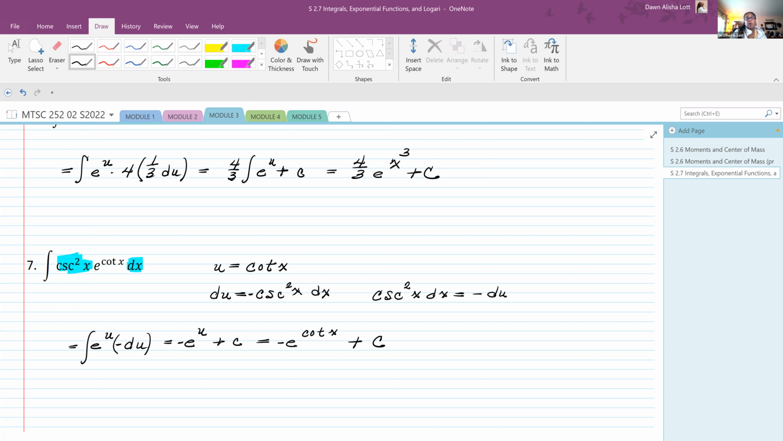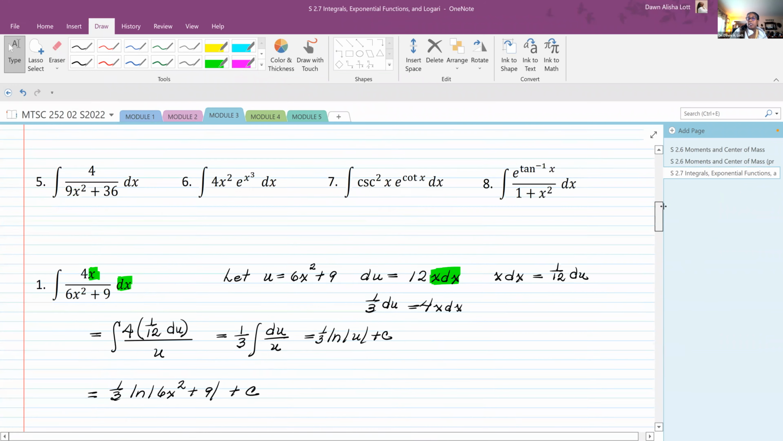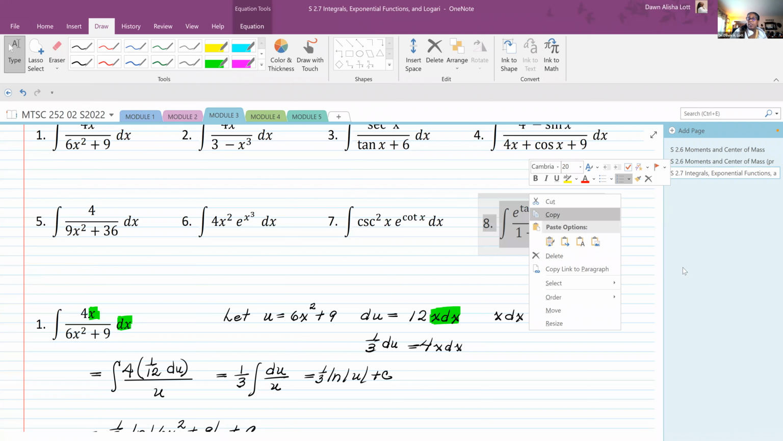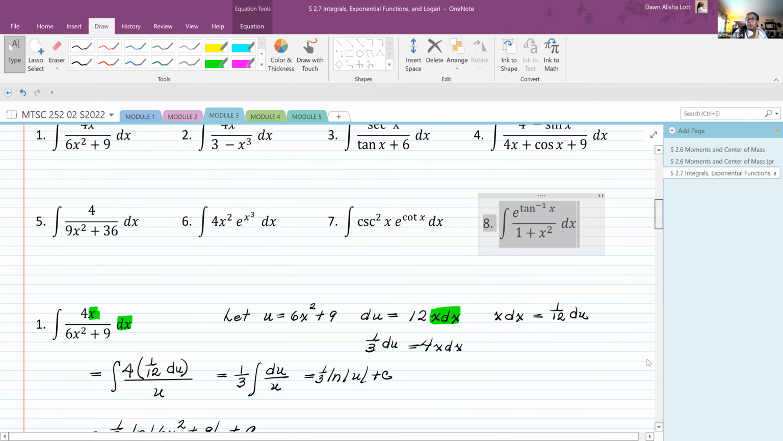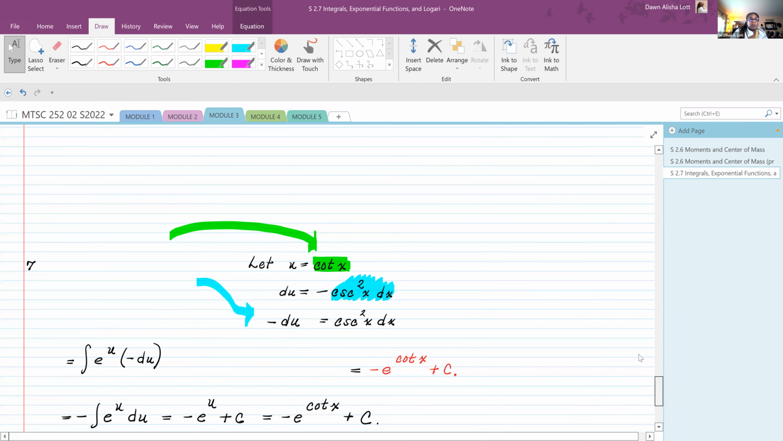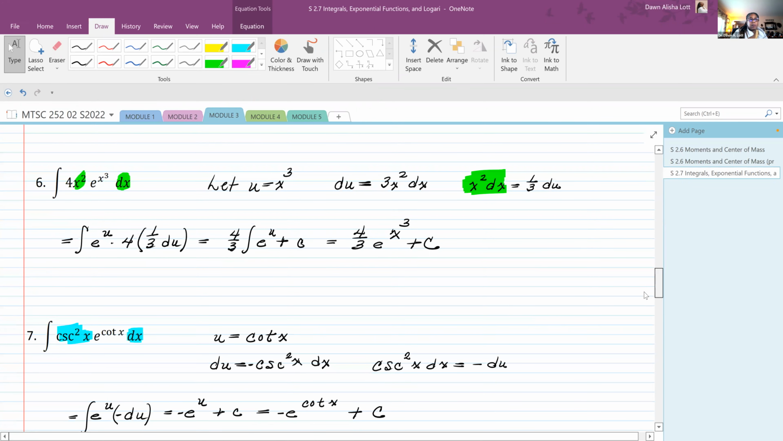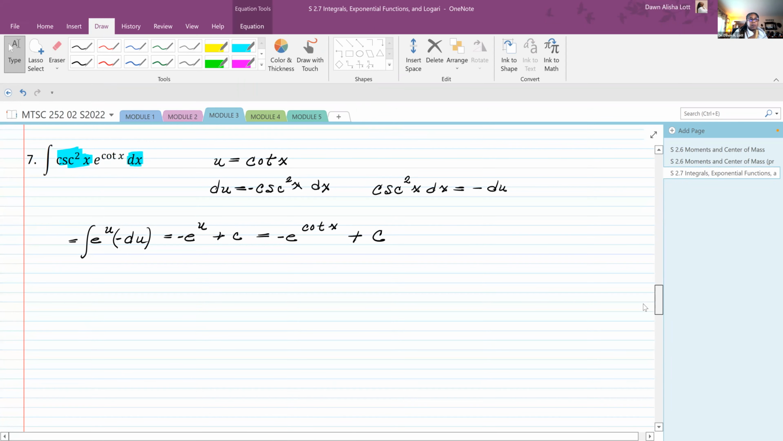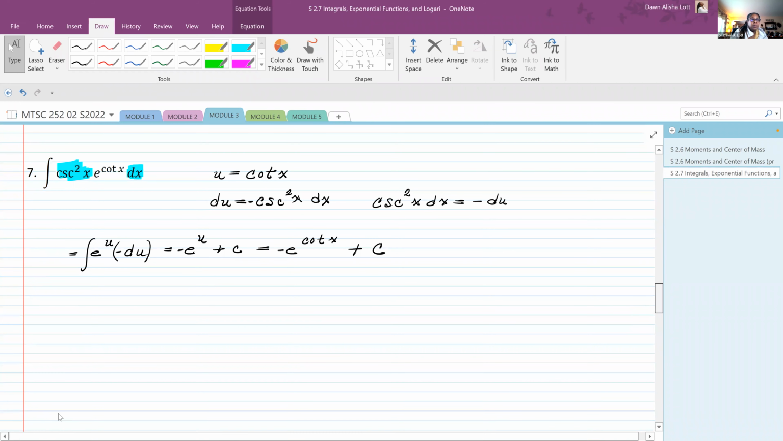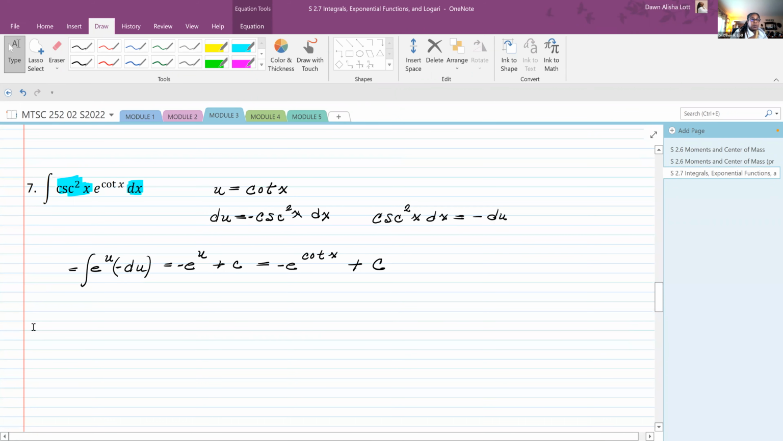Okay, one more. I won't say it's a challenging one, because some people may not be challenged by this. Oh, that was where I didn't delete the notes. Okay, here's number 8, last one.